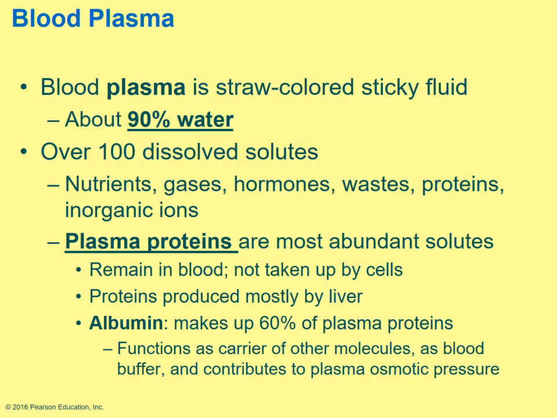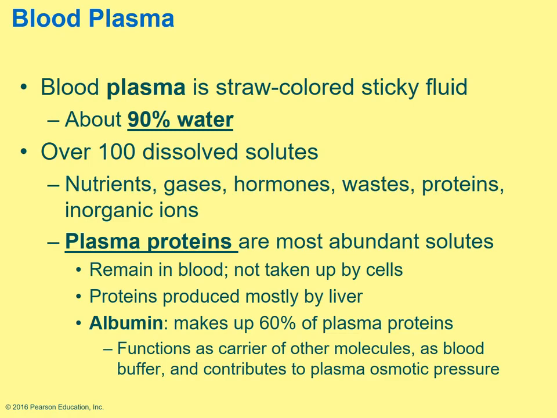The blood plasma, like I say, it's kind of a yellowish, straw colored fluid. It's composed 90% of water. It has a lot of solutes that will be dissolved in it. Nutrients, gases, your hormones are going to be there, waste products. There are proteins. The most abundant of the solutes will be your plasma proteins. A lot of these proteins will remain in the blood. They're not going to be taken up by cells.